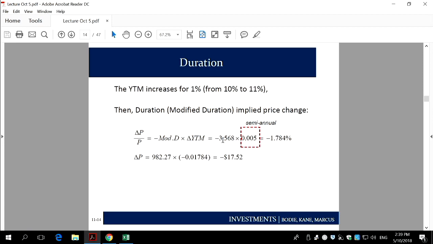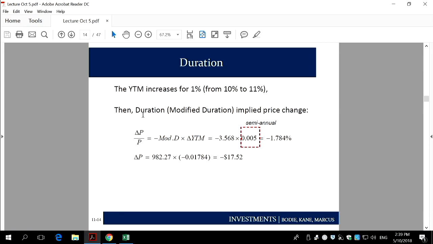And of course, the modified duration, we already got this number from our last page. So I just plug this number here. So this is what we get. Then the percentage change of price would be negative 1.784%. And what's the price change? The price change would be price times this percentage change of price. Very easy. Then this is the price change.